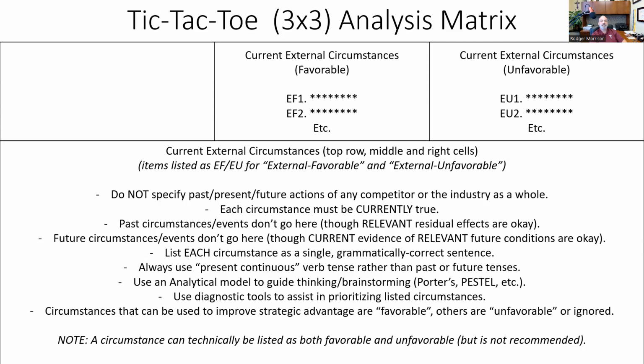Say it this way. More people currently expect to work from home as they learned how to do during COVID-19. Now you're saying people currently expect something. That's present tense. Word everything in the present tense. The current residual effects of past things are okay. Just make sure you talk about them in the present tense, not what happened, but what is the effect now.